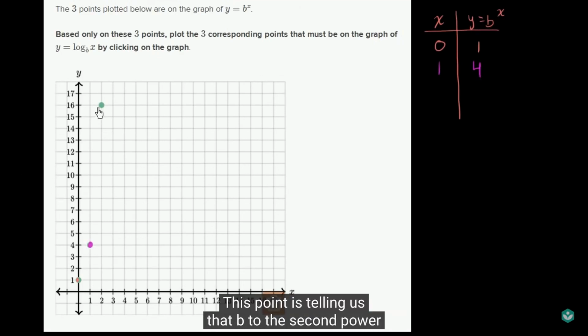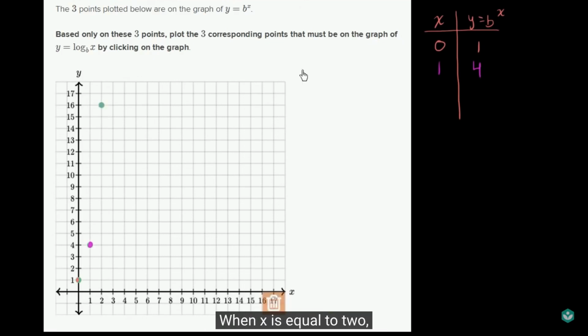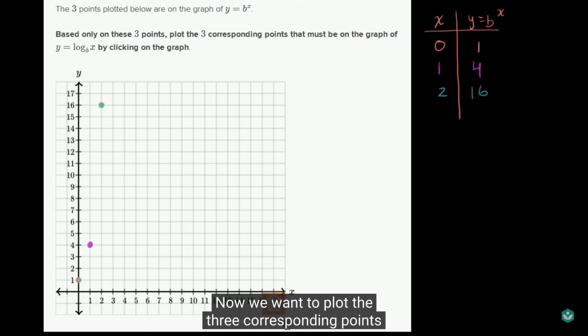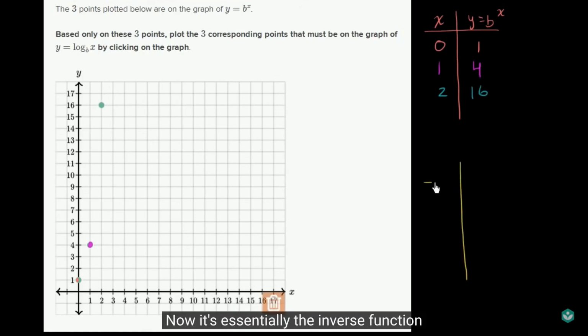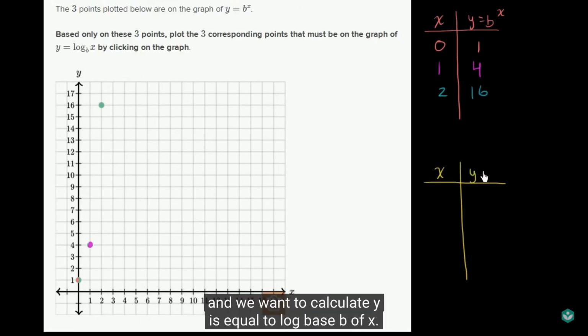And then this point is telling us that b to the second power is equal to 16. So when x is equal to 2, b to the second power, y is equal to 16. Now we want to plot the 3 corresponding points on this function. So let me draw another table here. So now it's essentially the inverse function, where this is going to be x, and we want to calculate y is equal to log base b of x.